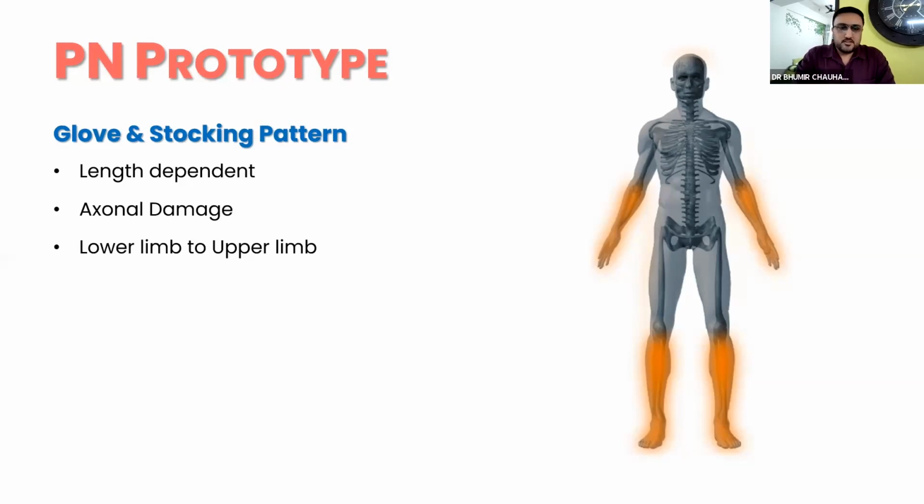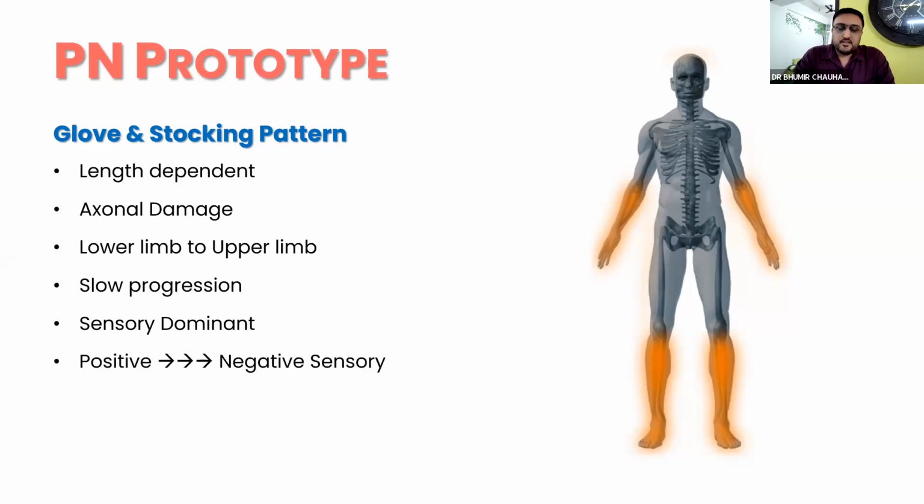Whenever you come across a length-dependent neuropathy, it is always an axonal damage. And as we said, it goes from lower limb to upper limb. The majority of the cases are chronic in duration. They are slowly progressive, going on over weeks or months. They are not acute. Most of them will have a sensory symptom or sign which is dominant. Motor symptoms or signs are not very predominant or symptomatic for the patient. And in sensory, you will have more positive symptoms rather than negative symptoms. Positive symptoms as in pain, burning, and paresthesia, rather than loss of sensations or gait imbalance. The classical example for this is diabetic peripheral neuropathy.